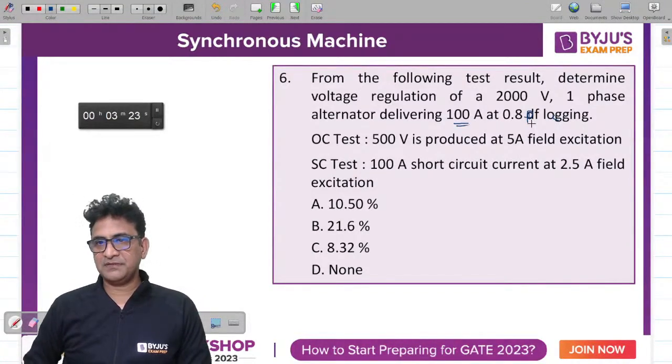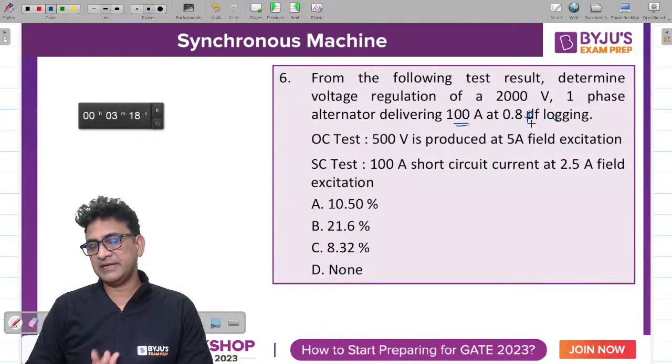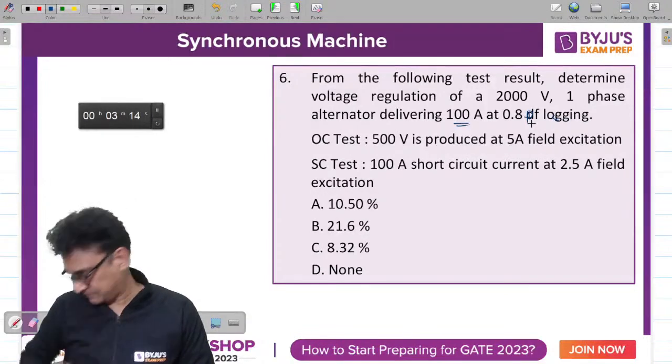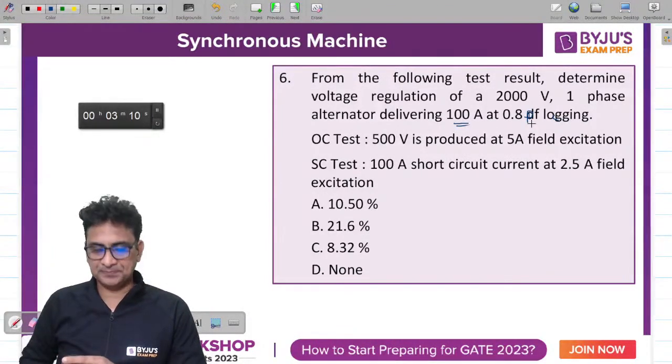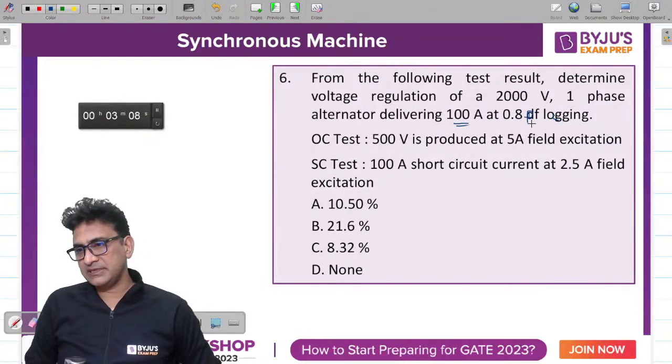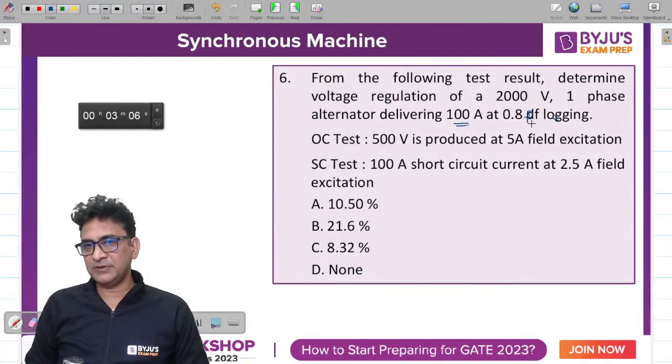You have to find the value of voltage regulation when the alternator is delivering 100 ampere current at 0.8 power factor lagging. The open circuit test and the short circuit test data are given. By using the open circuit test data and the short circuit test data, you can find the value of synchronous impedance ZS.